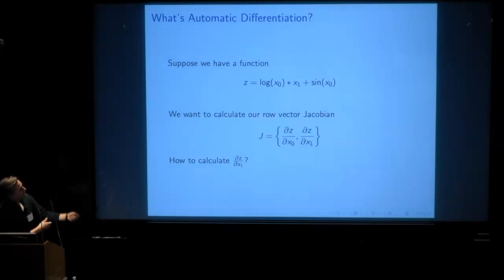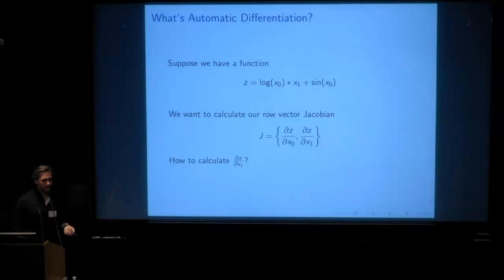But we just have a really simple function here, right? We have x0 and x1. We're doing a log times x1 plus sine of x0 to get back a scalar z. And if we wanted the gradients of x0 and x1, or the partial derivatives of x0 and x1, that would just be our Jacobian, which is in this case a single row vector.